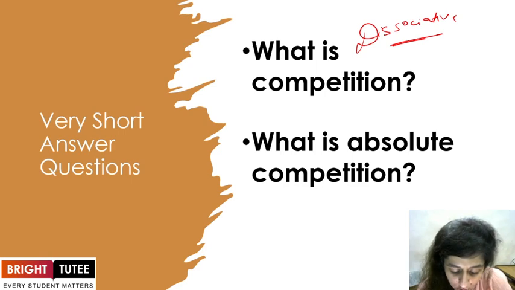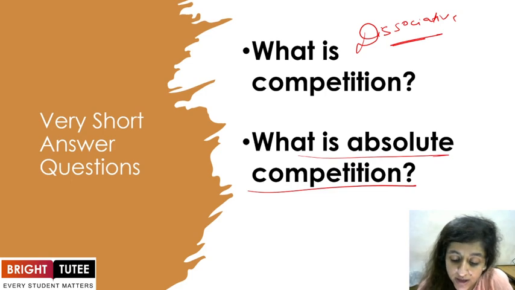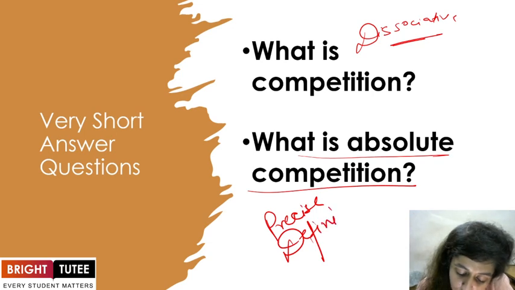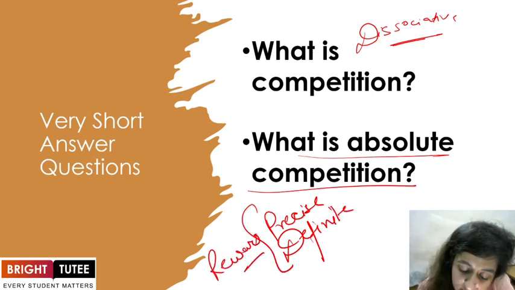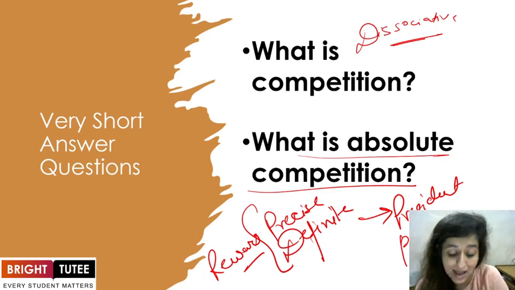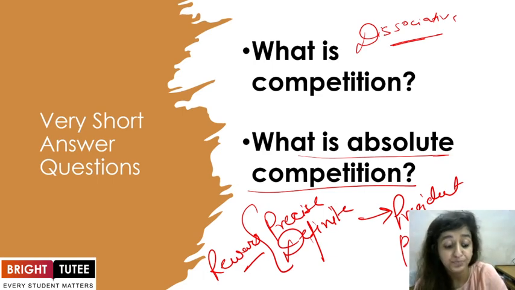Then here they are talking about absolute competition. We talked about it, wherein you have the precise information or the definite goal about the reward. I took an example of the post of the president in that absolute competition.